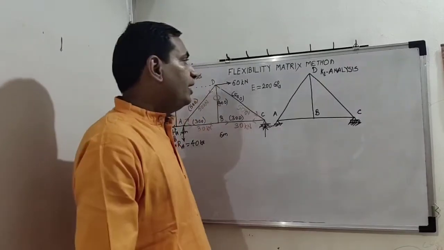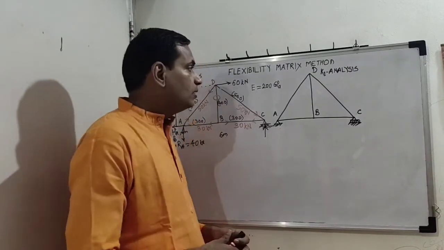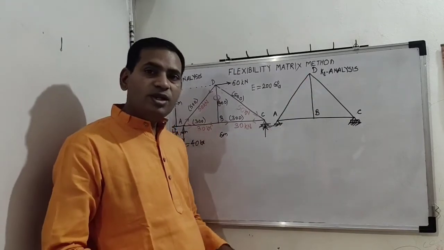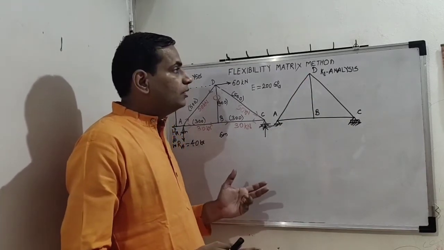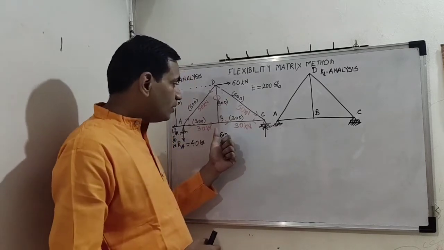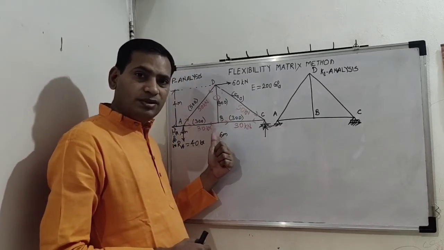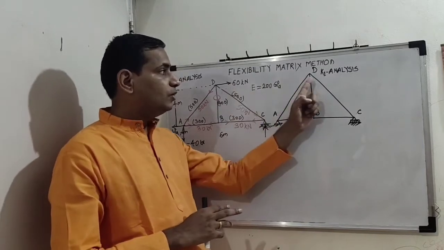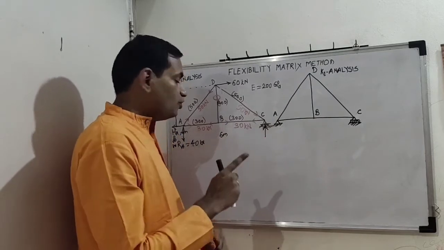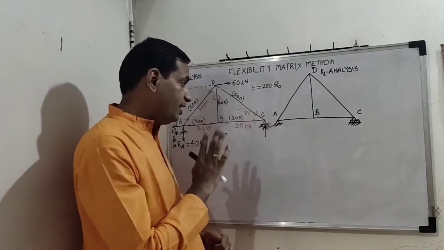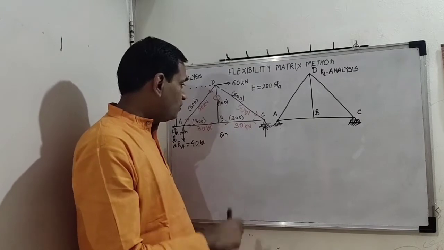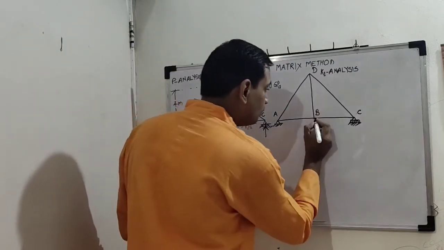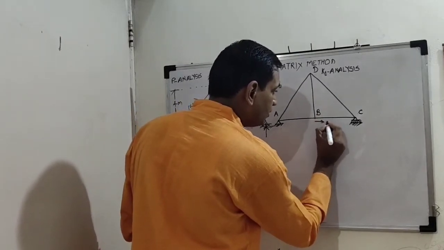P analysis is over. Let us come to the next part of our analysis. So we have to now carry out K1 analysis. What is K1 analysis? We have assumed our two reactions are the unknowns. Now we are removing our external loading, and we are assuming our first unknown as our horizontal reaction. That horizontal reaction will be one value, 1 kN. I assume it is applied towards right.